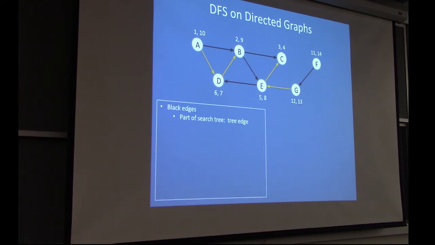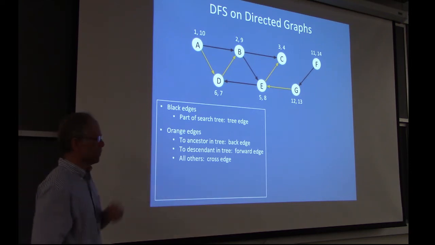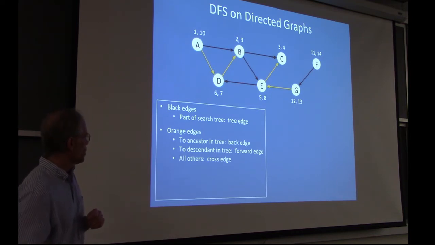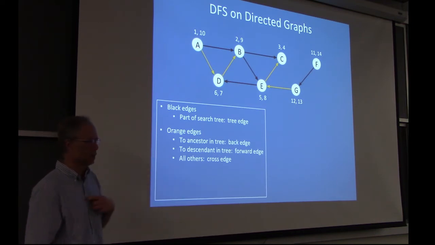So those black edges we're going to call tree edges. The orange edges, we have 3 names for them. The edges that go to an ancestor in the tree, we'll call a back edge. The orange edges that go to a descendant in the tree are called forward edges, and all others are cross edges. So what's an example of a back edge in this?